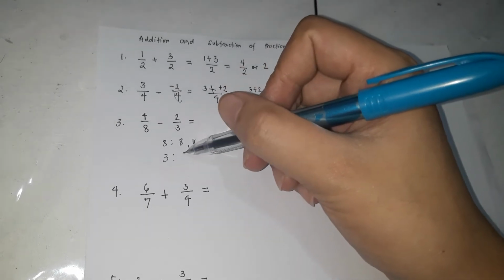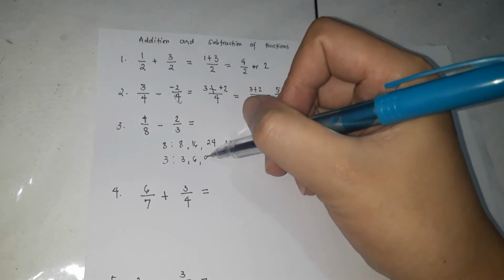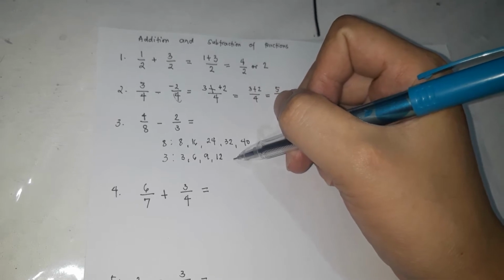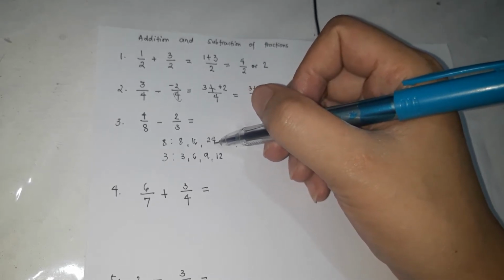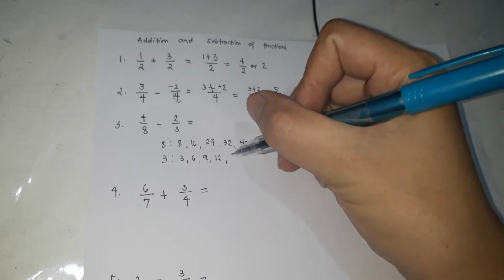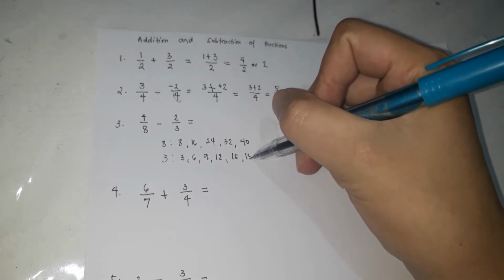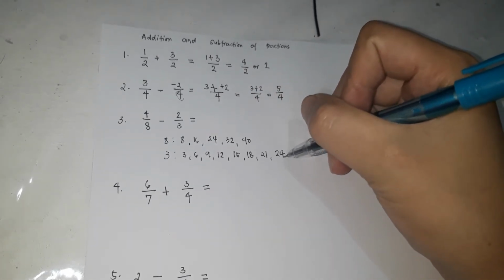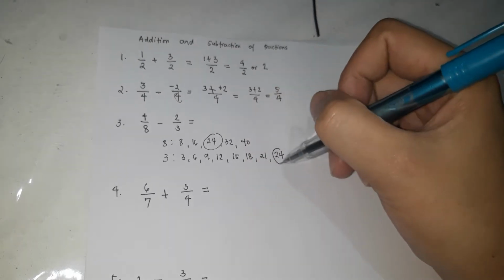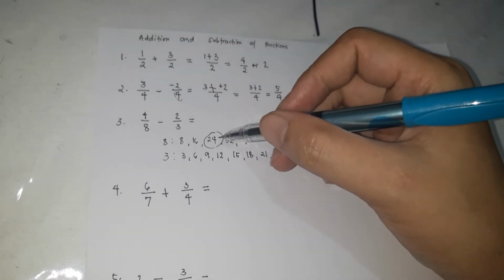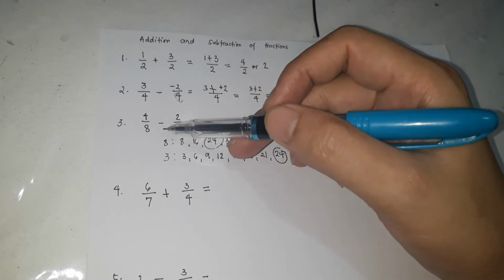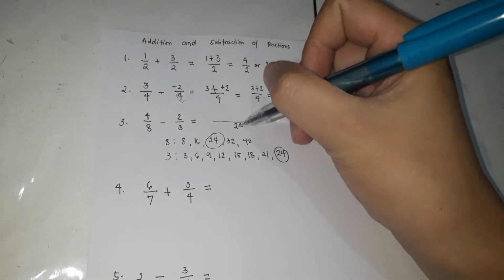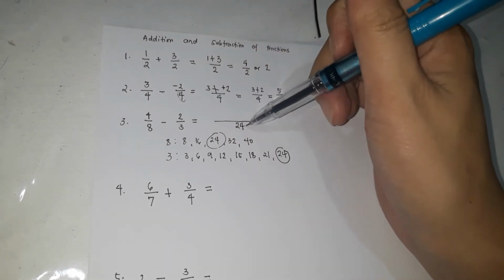So we'll proceed with 3. 3, 6, 9, 12. You stop if there's a number in here which is also present in 8. So 12, 15, 18, there's no 18 yet, 21, 24. So we have 24 in here, we also have 24 in here. So the least common multiple, or the least common denominator, of 4 over 8 minus 2/3 is 24. So what you're going to do is write 24, instead of 8 or 3.